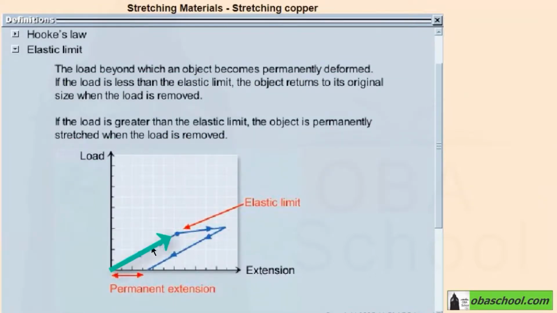First, while loading and before reaching the elastic limit, the relationship between load and extension is a straight line. And while unloading in this region, the object will return to its original length. And we say that this material obeys Hooke's law. However, the load is greater than the elastic limit.